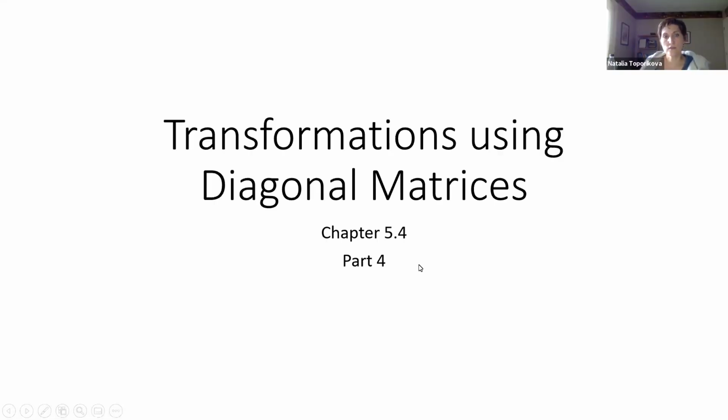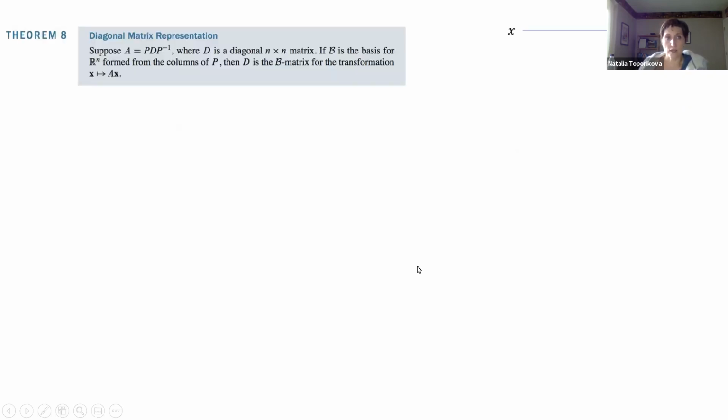This is the fourth part of chapter 5.4, and we will talk about using diagonal matrices to carry out linear transformations. As I mentioned in the first part of the chapter, our final goal is to transform vector x into the new vector A times x, where A is a matrix.